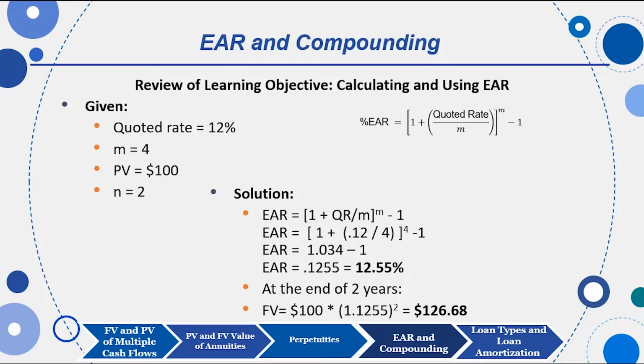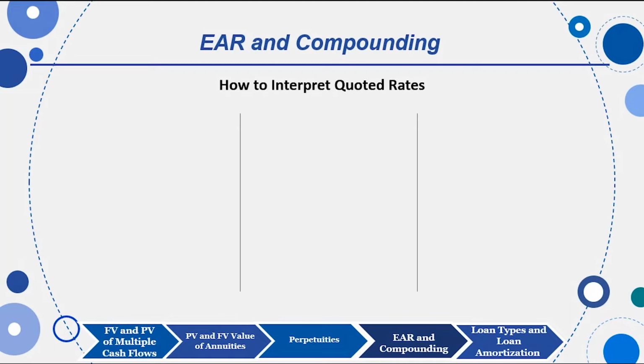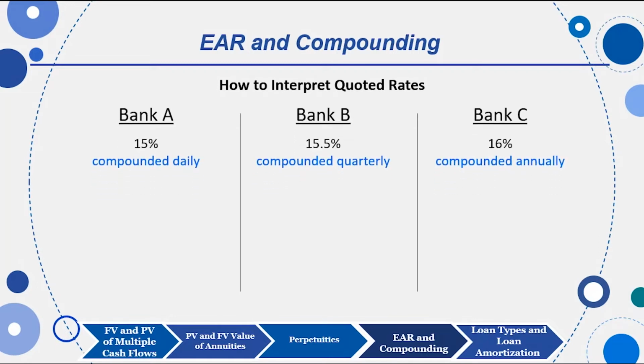So 1 plus quantity 0.12 over 4, to the fourth power, minus 1. I'm really getting 12.55%, not 12%, because it's compounded quarterly. And then I plug the 12.55% into the future value equation from Chapter 5, and I see that I'm going to end up with $126.68. So EAR will be used in this case whenever it says the words compounded quarterly.